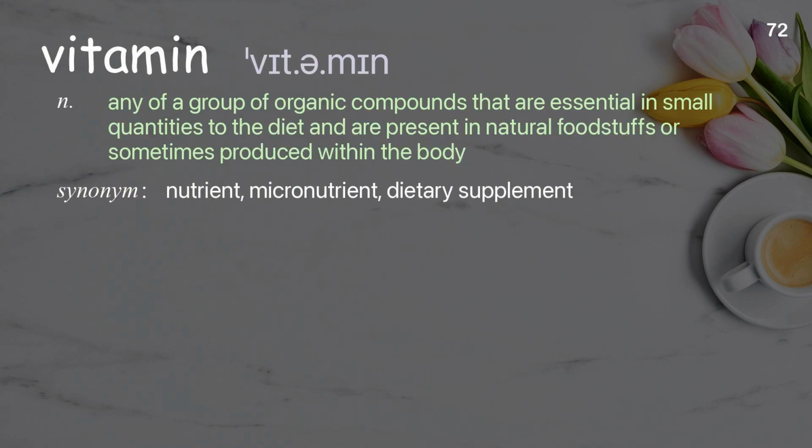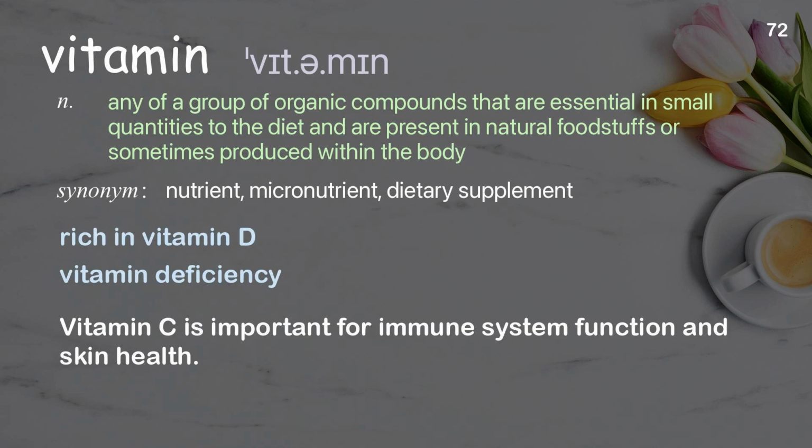Vitamin. Any of a group of organic compounds that are essential in small quantities to the diet and are present in natural foodstuffs or sometimes produced within the body. Examples: Rich in vitamin D. Vitamin deficiency. Vitamin C is important for immune system function and skin health.